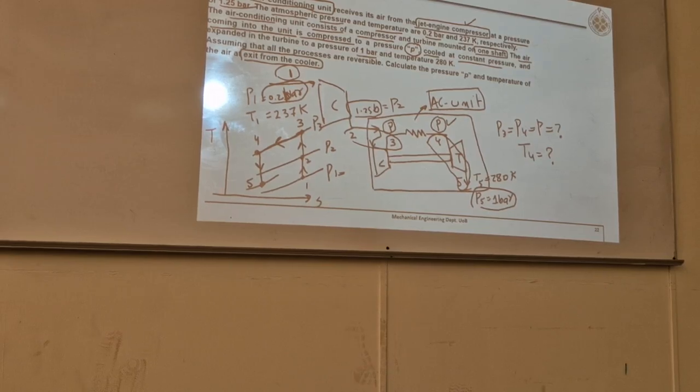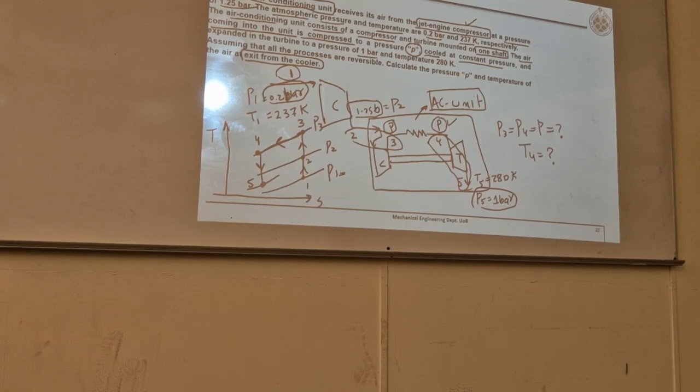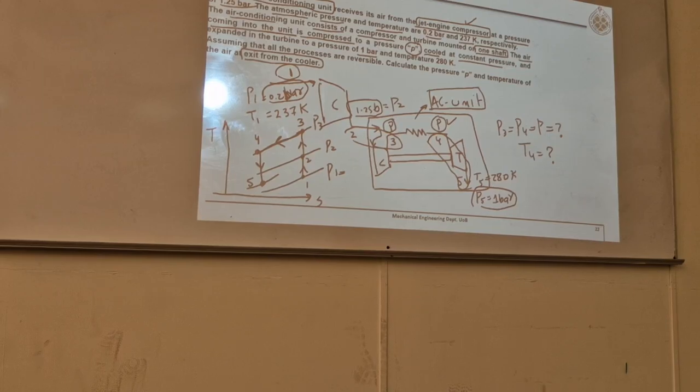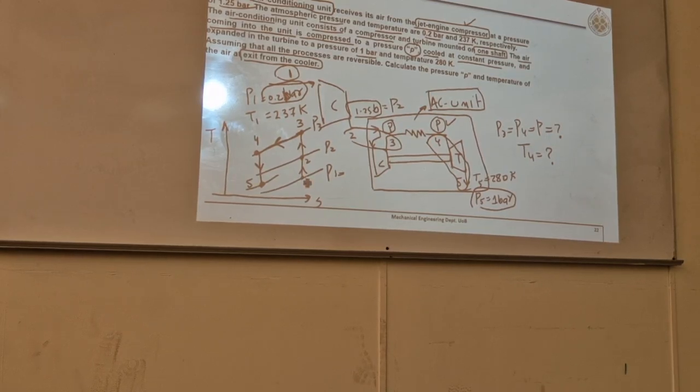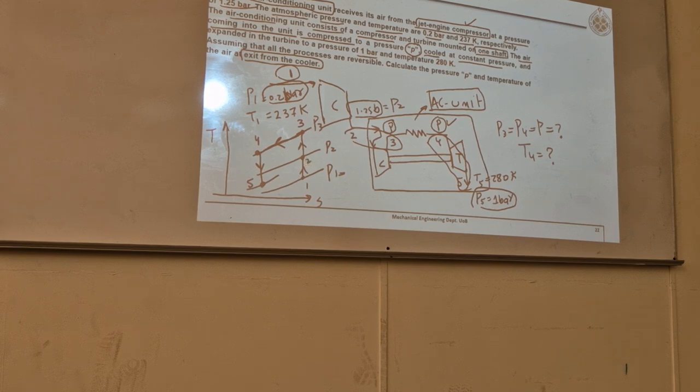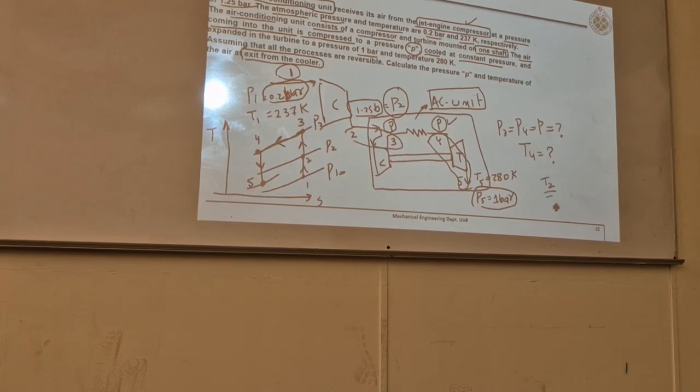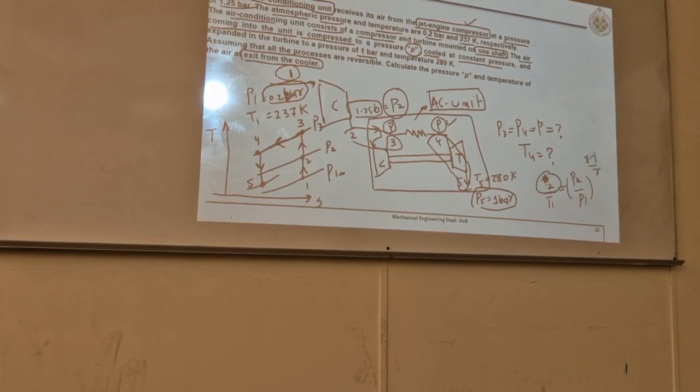Or maybe just find out all the unknown temperatures first. And then see how to find out this unknown pressure and whatever we want. Okay. So let's start from point 1. Point 1, temperature and pressure is given. Point 2, I can find out. Point 2, only pressure is given. I can find out temperature. Right? Because isentropic, T2 by T1. So I can find out this T2. Then T3.